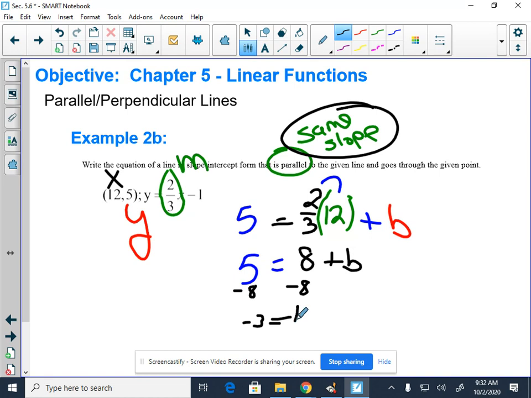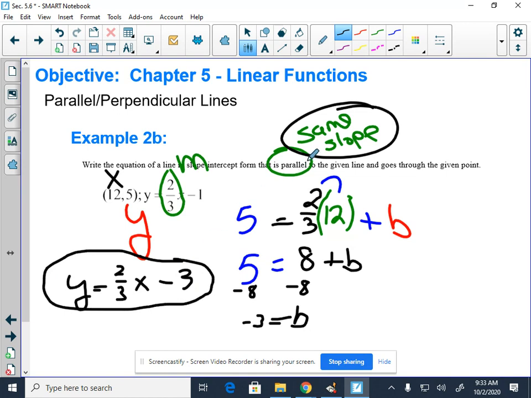And -3 is our B. So Y equals 2/3 X minus 3. The goal, you always want to look, what was our goal? Our goal is to write an equation of a line, and we've got that once we get the M and the B.